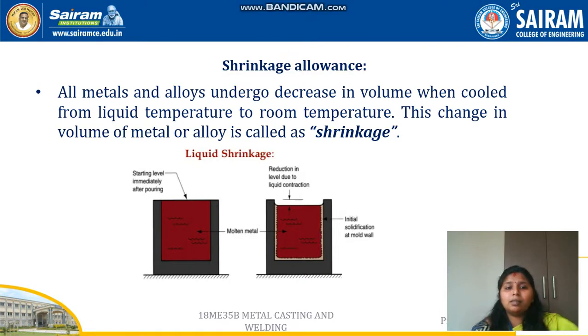All metals and alloys undergo a decrease in volume when cooled from liquid temperature to room temperature. So this change in volume of metal or alloy is called shrinkage allowance. If you produce a pattern comparatively bigger than the actual size required, then automatically when it converts from the liquid state to solid state, it comes to the exact dimension we required. This diagram shows the starting level immediately after pouring, and the lighter one shows the reduction in the liquid.